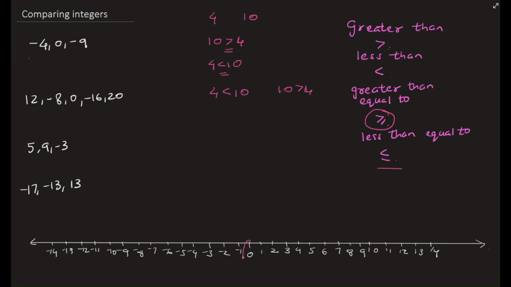This is 0. The number over here is 0. And negative 4 is to the left here and negative 9 is further to the left. Magnitude of negative 9 is greater than negative 4. But as the sign is negative, negative 9 is less than negative 4. So I can write negative 9 is less than negative 4, which is even less than 0. And in ascending order, the numbers are negative 9, negative 4 and 0.